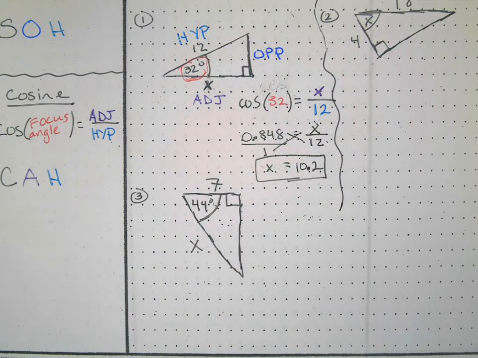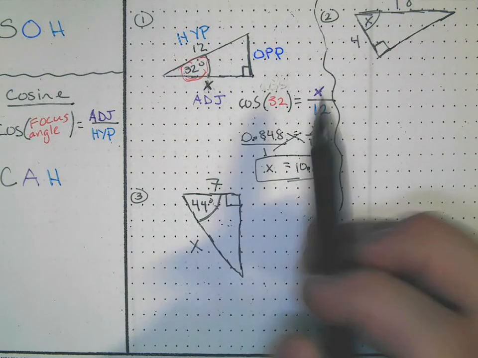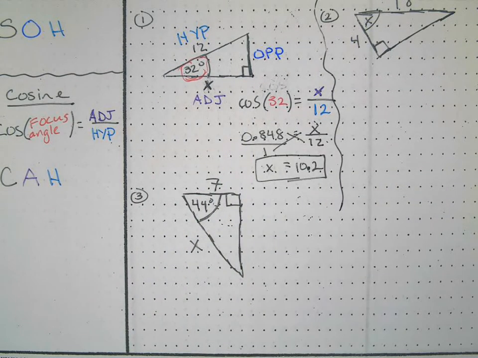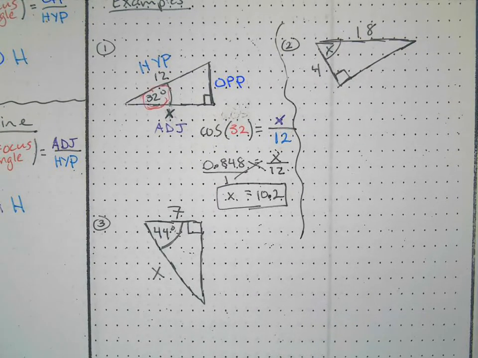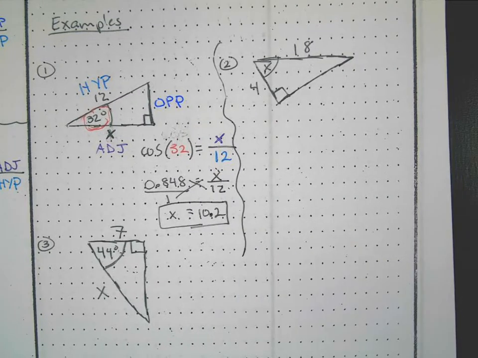So that's how we can use cosine to help us find those missing side lengths. So the key is just to set up, given what you have, and then decide how you're going to solve. You don't need to necessarily know exactly how we're going to do it. Just set up and then decide. So let's try that for number 2. We're going to set up and then decide.